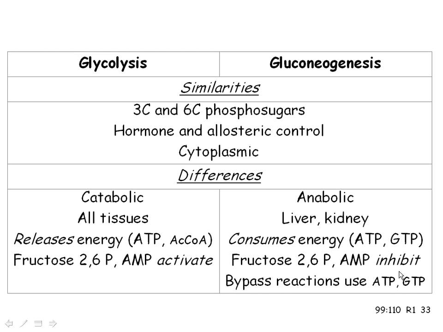And finally, the reactions of the two are very similar except for a few bypass reactions at the irreversible steps, and that's going to cost energy. To get uphill at an irreversible step, you have to invest energy. So it's going to cost ATP and GTP to make sugar out of carbon backbones.